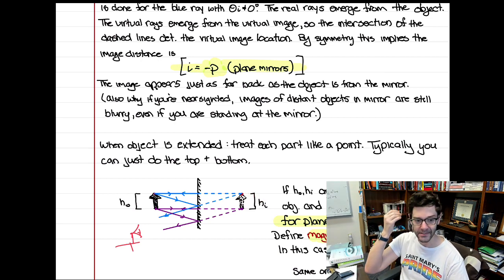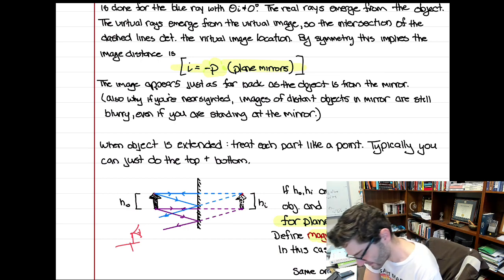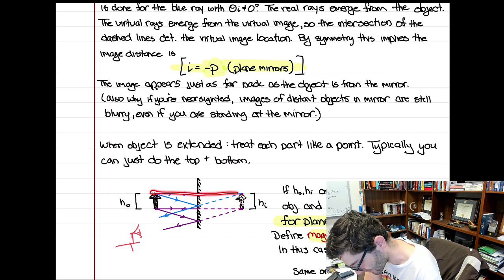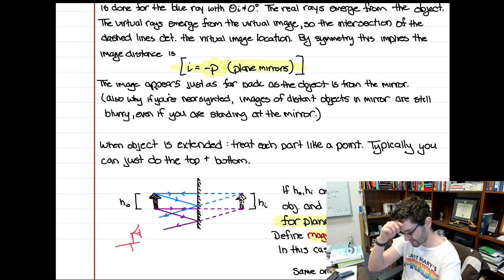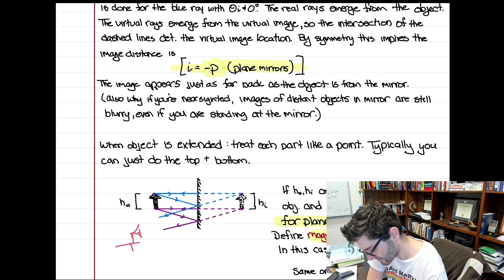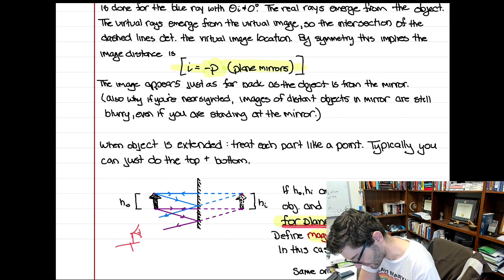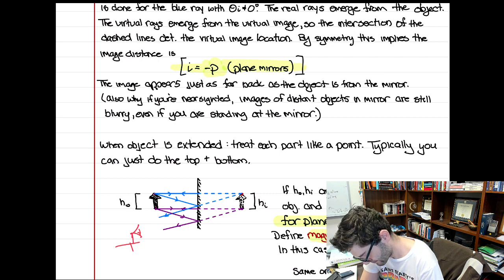So in this case, it looks like the plane mirror does not distort the image at all. I see the image is still upright. This is an upright arrow, and I get an upright arrow because the tip of the arrow went there, and the base of the arrow went there. So when I fill all the parts in between, I get the same arrow, so there's no magnification. So for the plane mirror, notice that the object's height equals the image's height.